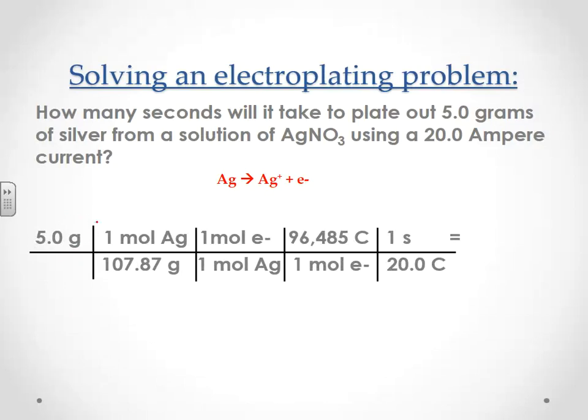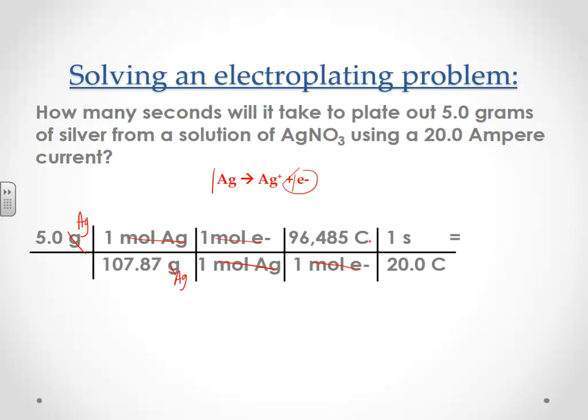So you would start with your 5 grams of silver. So this is silver, the metal. You're going to need the molar mass, or atomic mass in this case, of silver to get your grams to cancel out. You see there's 1 mole of electrons involved here. So it's 1 mole of silver to 1 mole of electrons, your mole ratio. That's going to let your moles of silver cancel. And now we're going to use the relationship, which is Faraday's constant: 96,485 coulombs is equal to 1 mole of electrons. So this lets moles of electrons cancel.